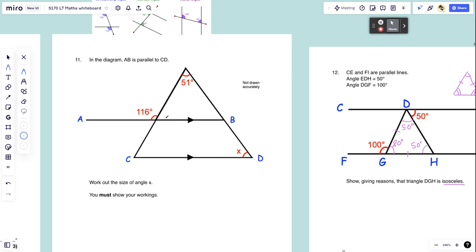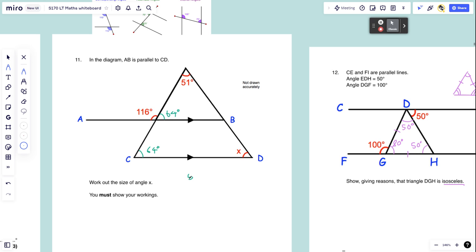There are a number of ways you can tackle this problem. This is what I'm thinking right now. I just tend to dive in with these things, and I would say that that is on a straight line with that. So that's going to be 180 minus 116, which is 64 degrees. And this down here is an alternate angle. So this means that's 64 degrees as well.